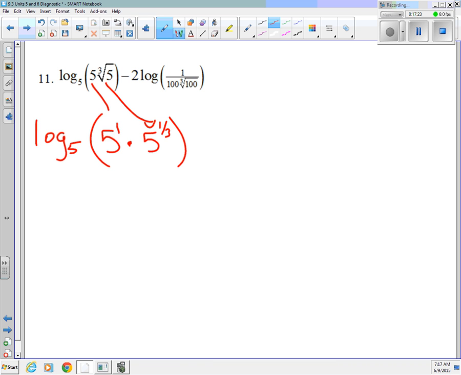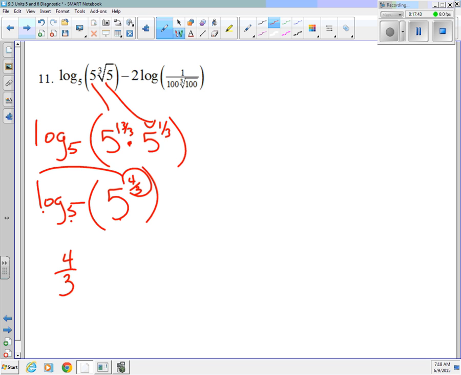Okay? Well, now I have log base 5 of 5. 1 is 3/3 plus 1/3 is 4/3. So now I have log base 5 of 5 to the 4/3. In other words, what power of 5 gives you 5 to the 4/3? Well, the answer to that question is 4/3. Another way to do this is to drop this down in front and say now I have 4/3 times log base 5 of 5. What power of 5 do I raise to get 5? It's 1. 1 times 4/3 is 4/3. All right, that takes care of that part.